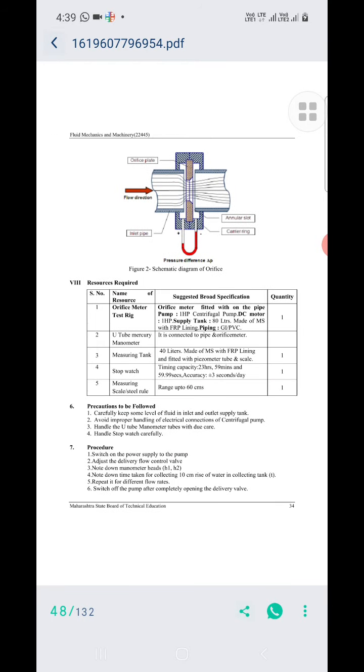Next, the resources required. What are the resources required? The U-tube manometer, which is connected to the pipe and orifice meter test section. The orifice meter is fitted with the pipe, with a 1 HP centrifugal pump. Next is the U-tube manometer, connected to the pipe and orifice meter. Third, the measuring tank.